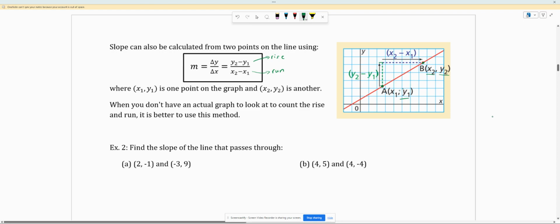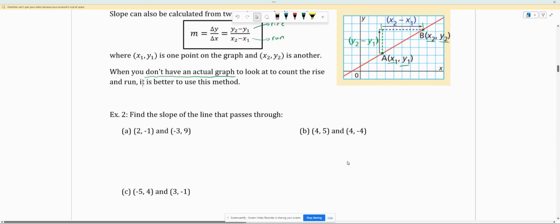And then if I know the two x values, I can subtract them to figure out my run, or my change in x. So again, to find the change in something, we're just subtracting from one point to the next, but we're matching x's with y's. Now, this is really handy, like I said, when you don't actually have a graph, and you can just count the rise over run like we did in the last example.